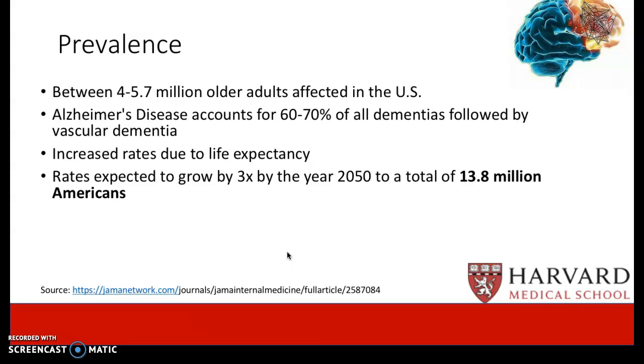And as we age, we expect the rates of dementia to go up by 3 times by the year 2050 to a total of 13.8 million Americans. The risk is higher in women, 1 in 5 compared to 1 in 10 for men. There are many different reasons, including possible estrogen and other genetic factors, which we won't go into in this talk, but it is a very interesting subtopic for you to research.